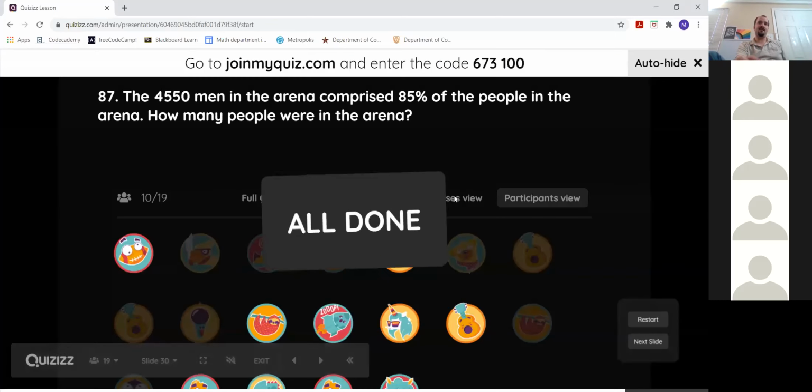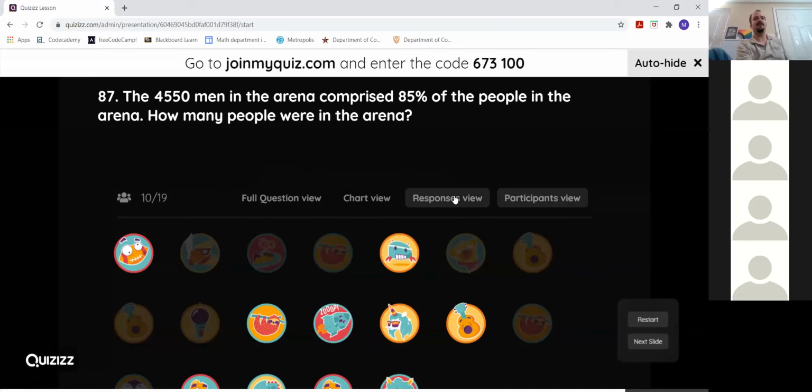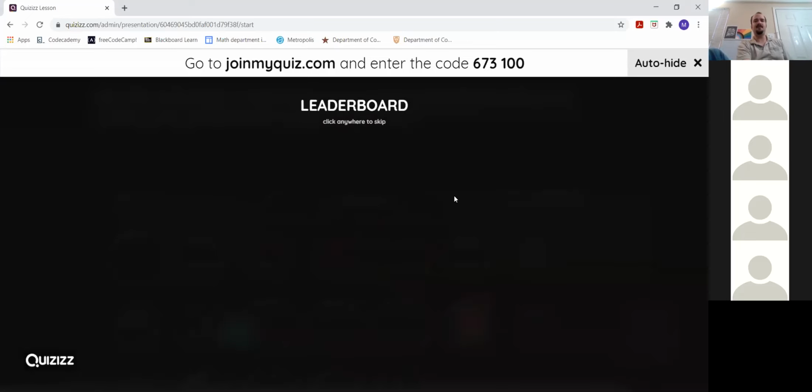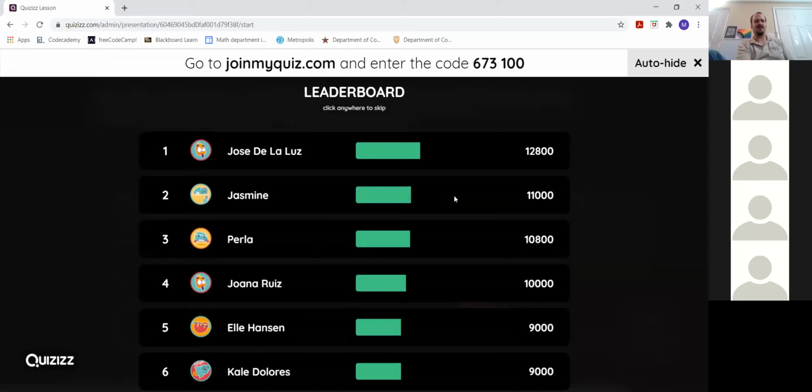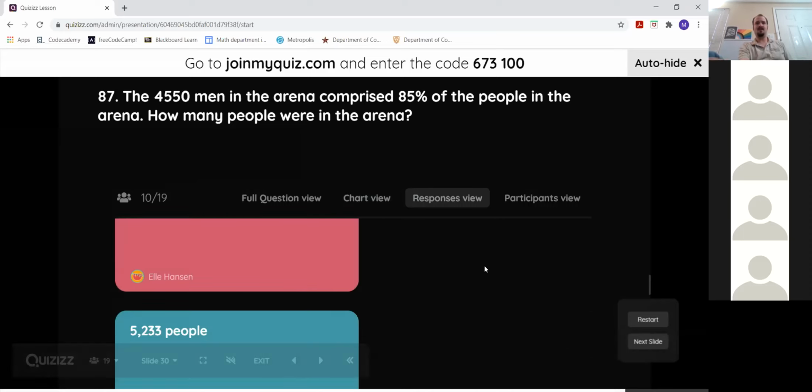Do you want to proceed? Yes. So you should be dividing the thing, right? So you take 45, 50 men. We're dividing it by the 0.85 to get the number of people in the arena. What did y'all get? 53, 53.